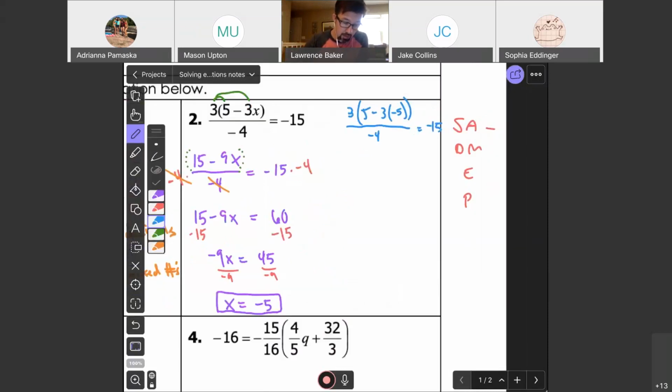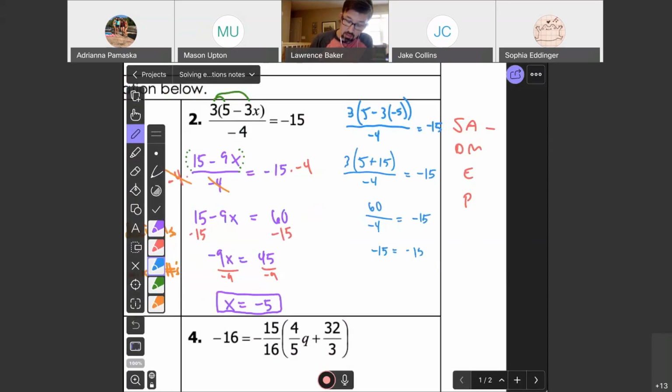So as we look at that, PEMDAS says look inside the parentheses first. Inside of the parentheses, there's some multiplication to do. Negative 3 times negative 5. So that would give me positive 15 here. So the 3 is going to hang out. The 5 is going to hang out. 5 plus 15, since it's positive 15, over negative 4 equals negative 15. And of course, 5 plus 15 is 20. 3 times 20 is 60. So the numerator simplifies to 60. 60 over negative 4 is negative 15. And 60 divided by negative 4 is negative 15.